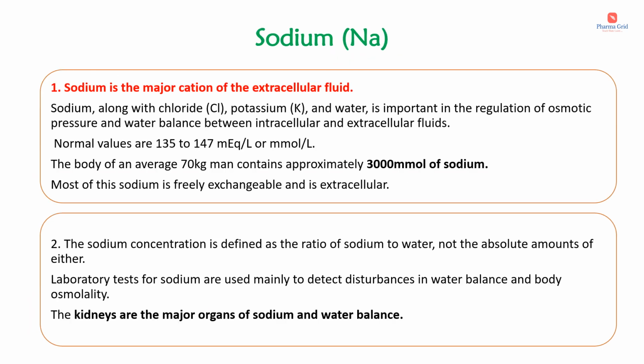Now we will see in detail about the major electrolytes in our body. The first one is sodium. Sodium is the major cation of the extracellular fluid. Sodium along with chloride, potassium and water is important in the regulation of osmotic pressure and water balance between intracellular and extracellular fluids. Normal values are between 135 to 147 milliequivalent per liter or millimole per liter.